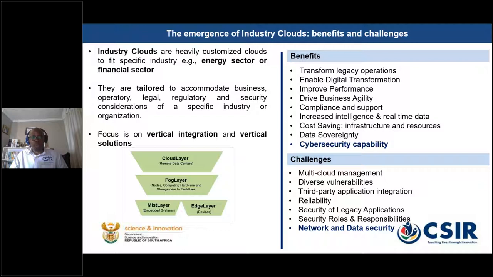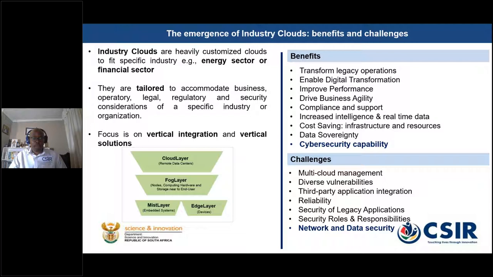So the industry clouds are specialized, where they focus on the tools, they focus on the APIs, they focus even on the governance and the compliance of that specific industry. So when we look at industry cloud, it's cloud computing specialized fully for a particular business, as you can see there, in order to accommodate the legal, regulatory, and security considerations.